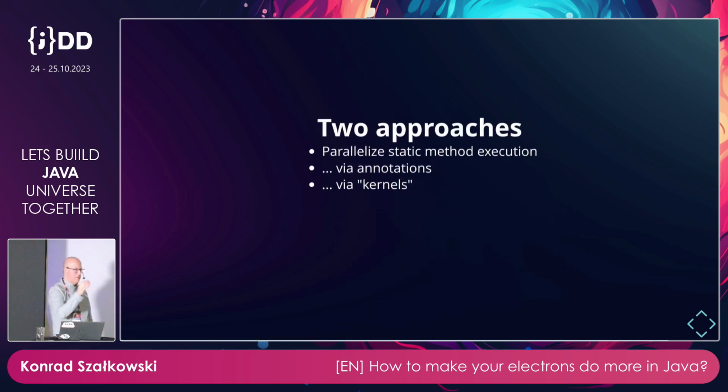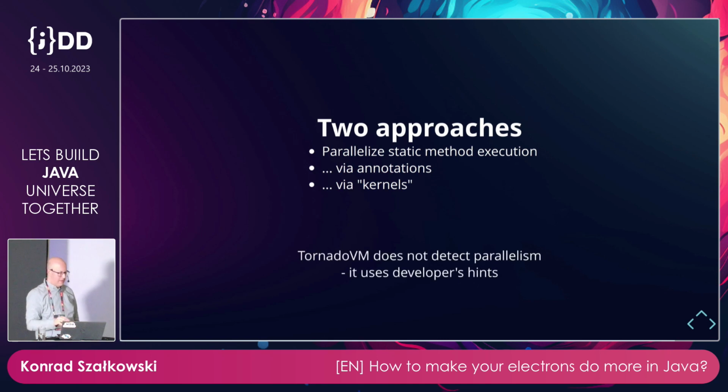And what you are doing in this TornadoVM, you are parallelizing the closest thing you have in Java to C code into the actual code which is understandable by the GPUs. So you are compiling static methods. Yeah? You are compiling and adding annotations to them or organizing them into so-called kernels. There are two approaches to how you can run the code on the GPU with Java. And one thing, Tornado is not a holy grail. Tornado does not detect parallelism. It needs your hints to know what can be parallelized.